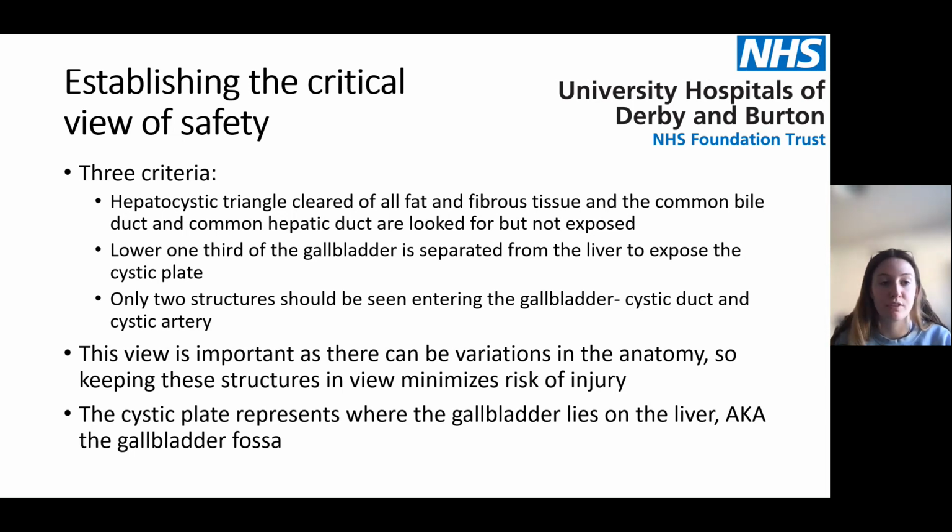So the 3 criteria for this view is the hepatocystic triangle cleared of all fat and fibrous tissue, and the common bile duct and hepatic duct are also looked for but not exposed. Lower 1/3 of the gallbladder is also separated from the liver to expose the cystic plate, which is the bed of the gallbladder in the liver. And then only 2 structures should be seen entering the gallbladder, and that's the cystic duct and artery.